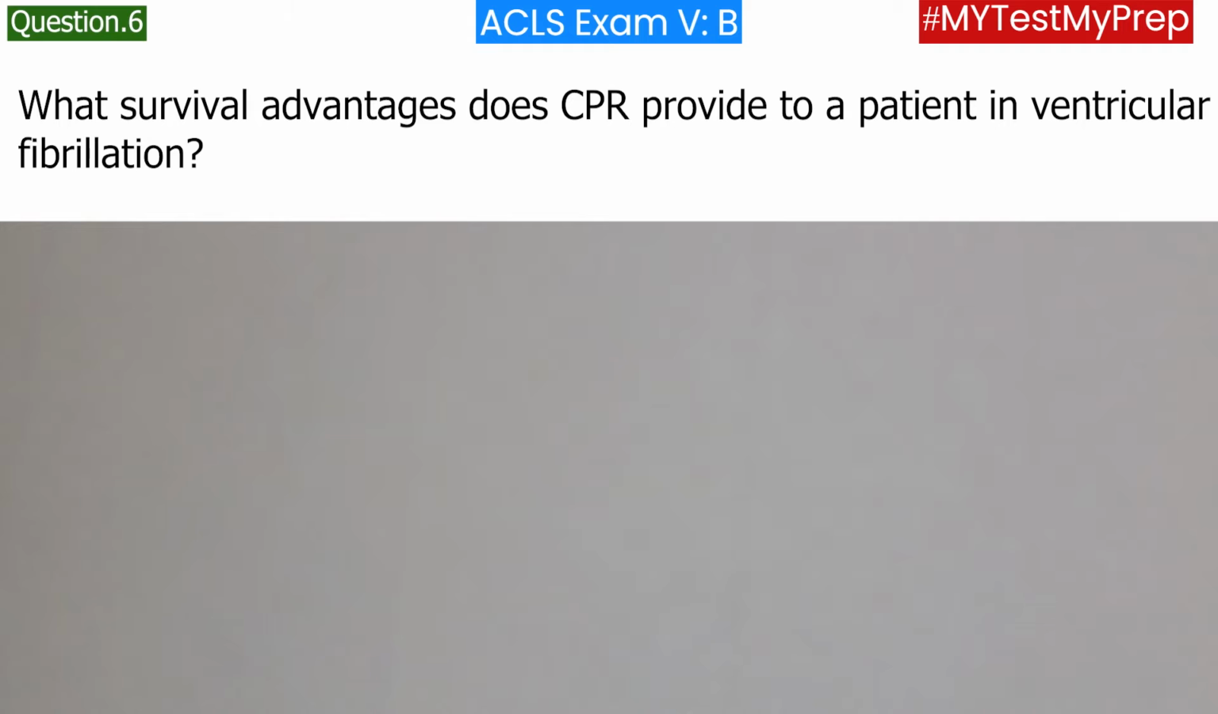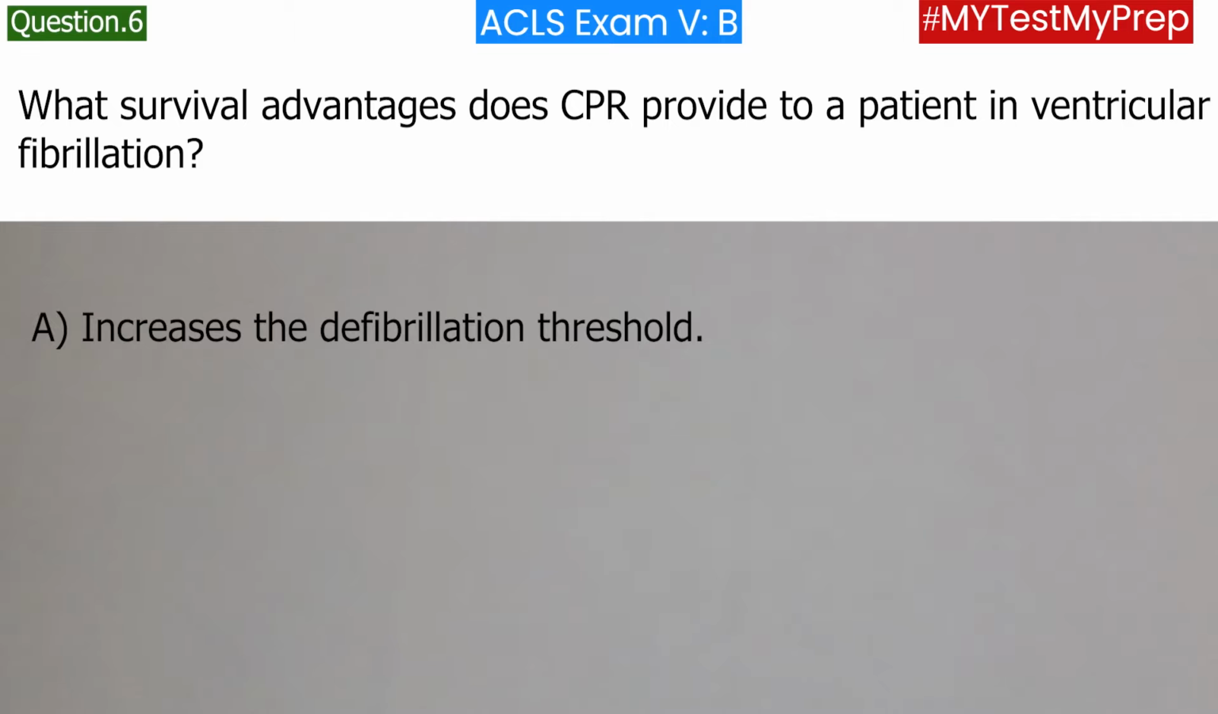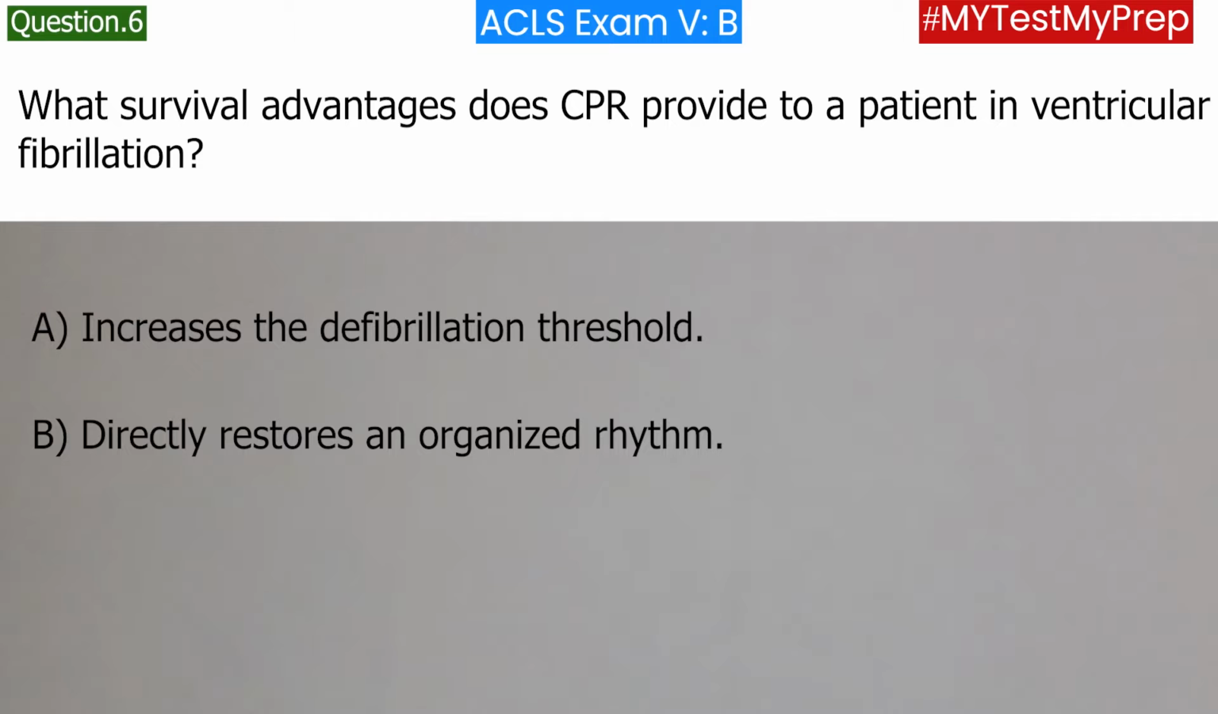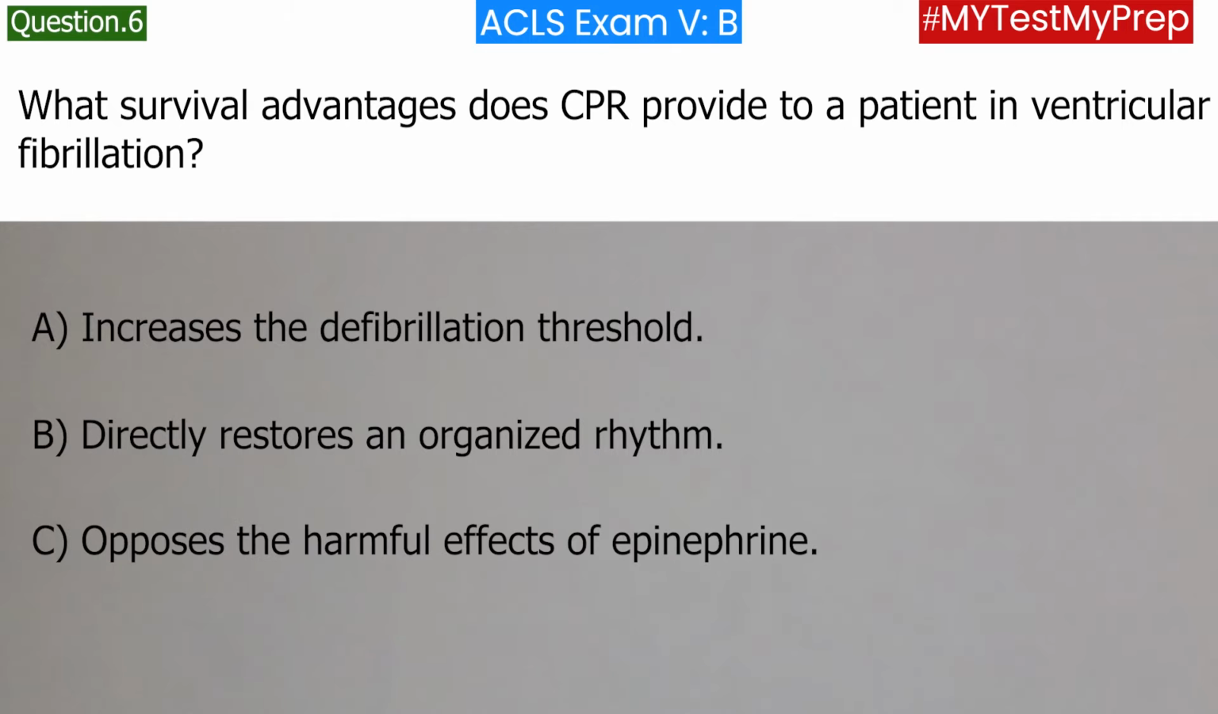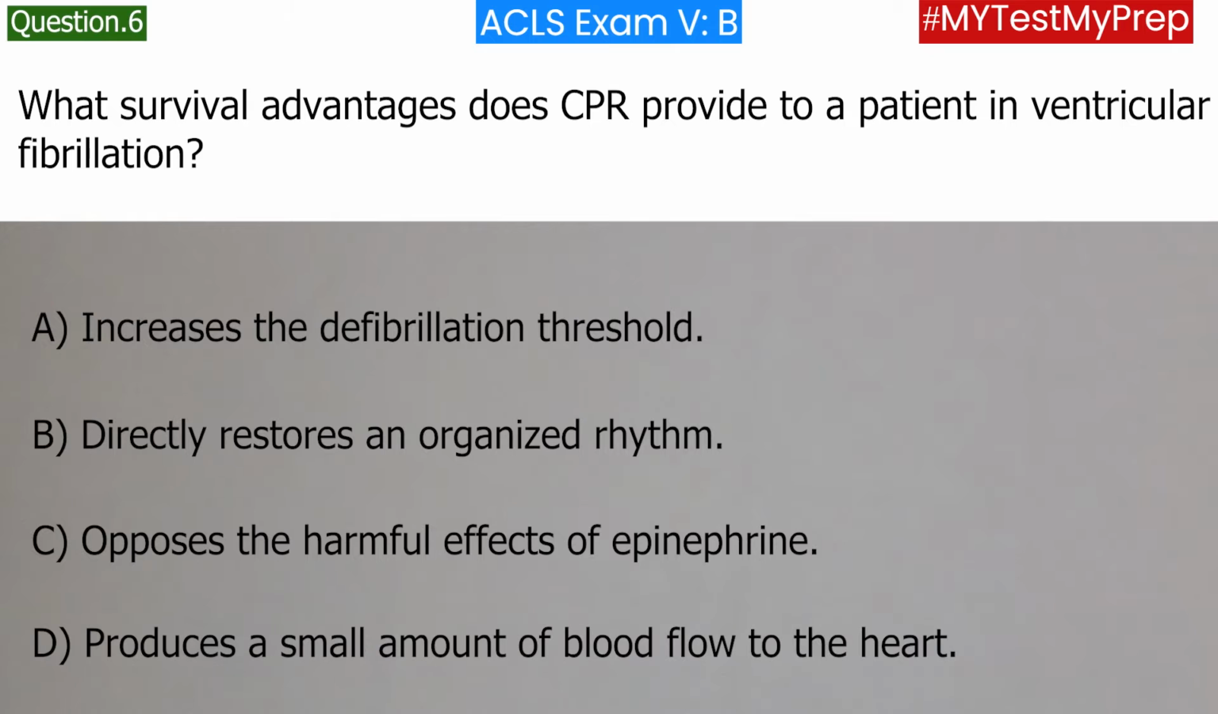What survival advantages does CPR provide to a patient in ventricular fibrillation? A. Increases the defibrillation threshold. B. Directly restores an organized rhythm. C. Opposes the harmful effects of epinephrine. D. Produces a small amount of blood flow to the heart. Answer: D. Produces a small amount of blood flow to the heart.